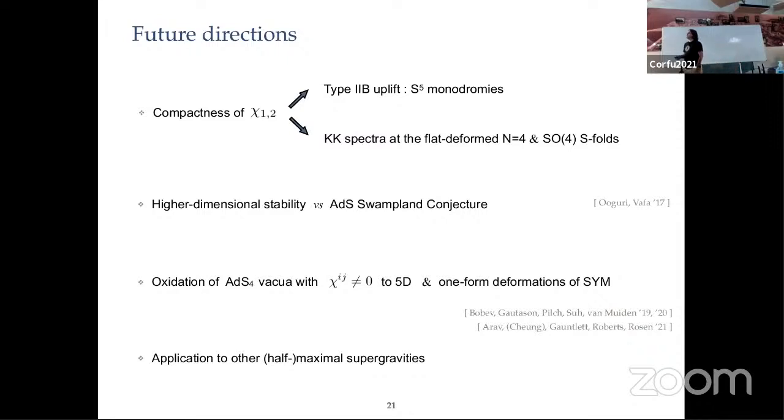Then something else we would like to do is to oxidize these AdS4 vacua to 5 dimensions, instead of to 10, when these flat deformations are on. Because we expect these flat deformations to be related to one-form deformations of super Yang-Mills, and then there will be some issues regarding large gauge transformations and so on that we would like to understand better. And this would fit well with the 5D analysis of S-folds that these two groups of people are carrying out. Because we are always looking at S-folds from 4 dimensions, but these two groups are looking mostly from 5D, so it could be a nice way of connecting the two approaches.